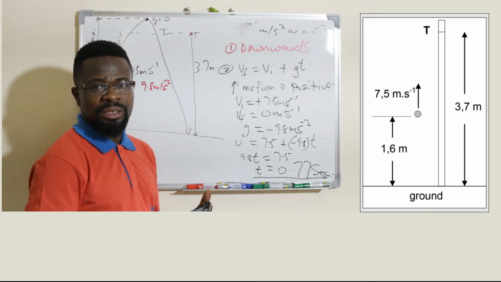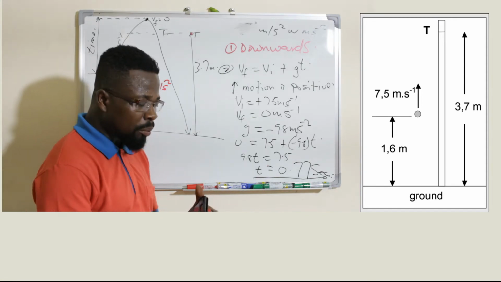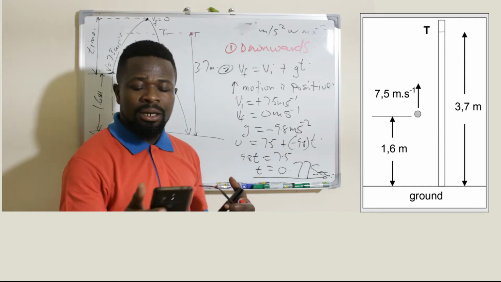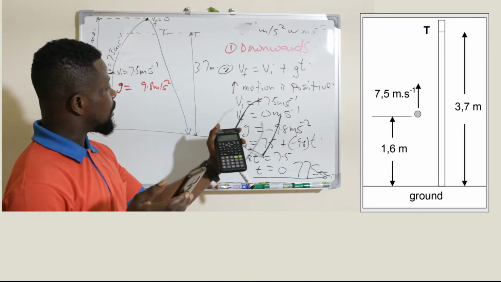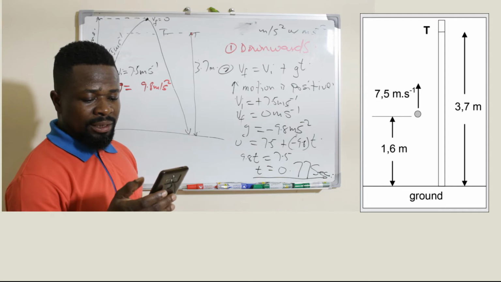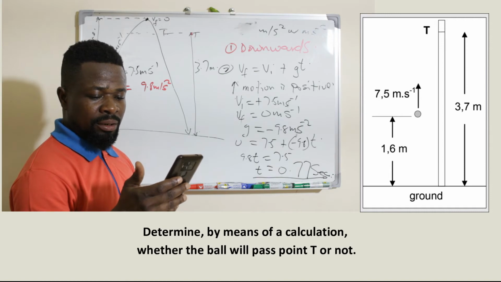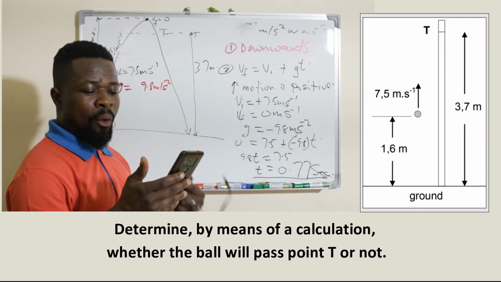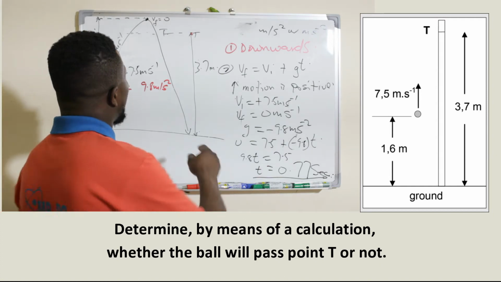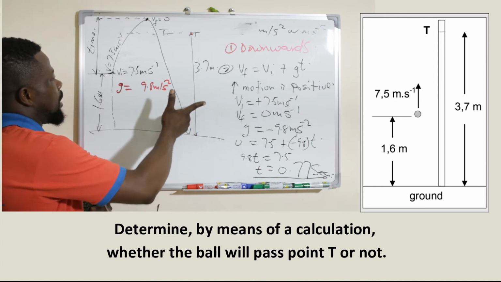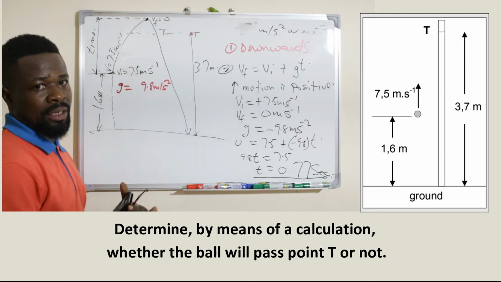Let's look at the next question. If I look at this, this is question number 3, so this is number 2, this is number 1. So we're solving question 3 now. Question 3 says, determine by means of a calculation whether the ball will pass the point T or not. We want to determine whether the ball that the person has thrown is going to pass the point T, or it is not going to reach that particular point.